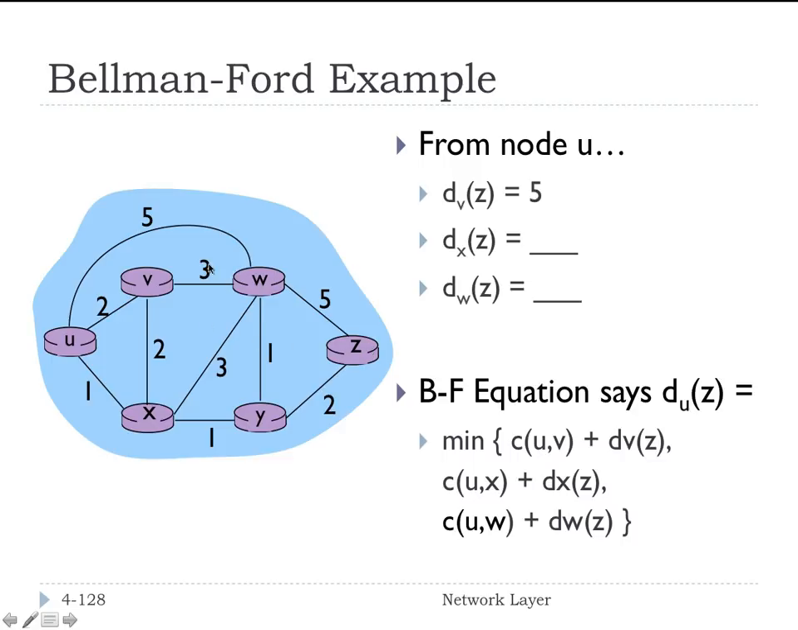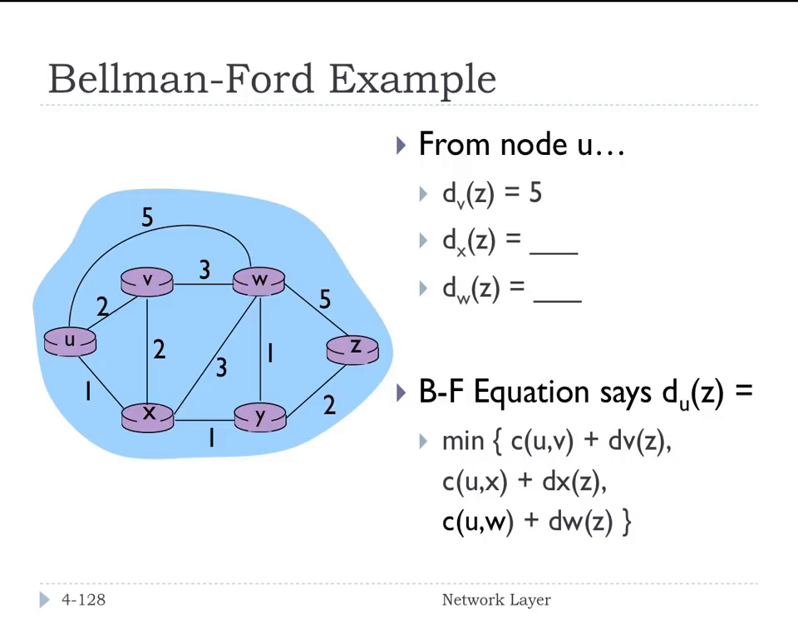That is d sub u of z. Does that make sense? The question we're asking? We're trying to find the least cost path from u to z, and we know the cost of the least cost path from each of our three one-hop neighbors. That's what we just figured out here: 5, 3, and 3. So the Bellman-Ford equation says that this least cost path du of z is whatever is smaller, the cost to get from u to v plus dv of z.